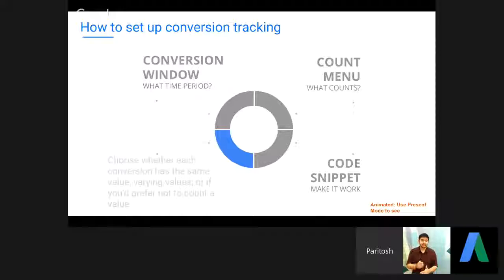The third thing is the conversion value. Now, in an AdWords account, you can do three things. You can either choose to have a conversion value of 0. That means if you are tracking your leads and you're not really sure if they'll convert, you can assign a value of 0 to all of them.